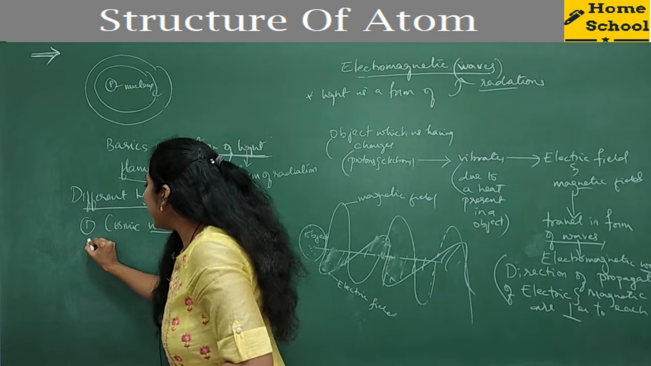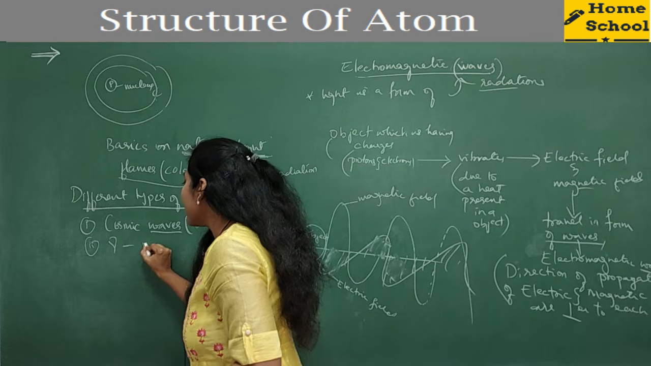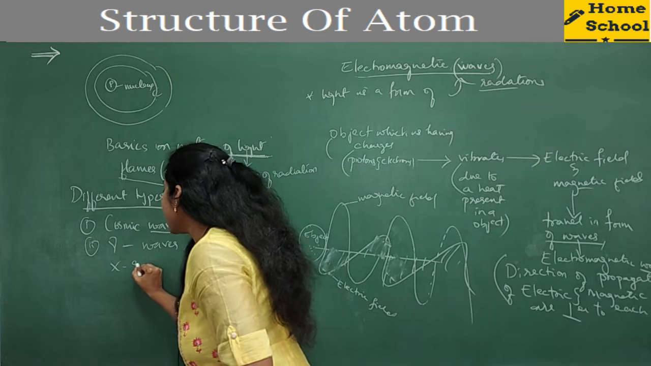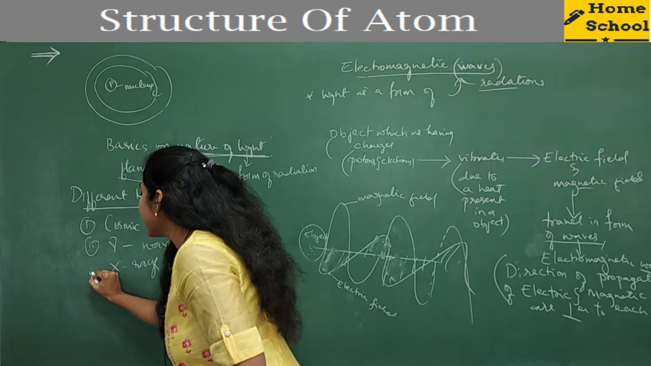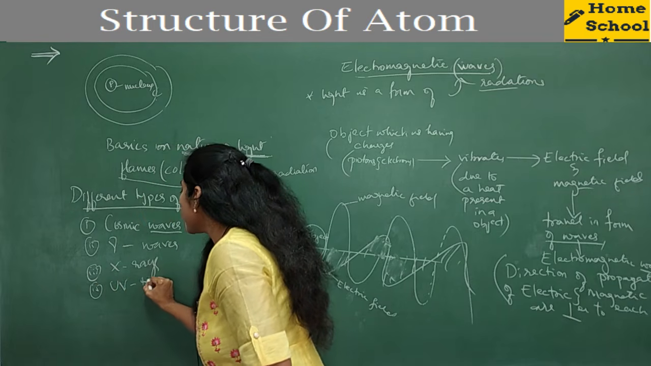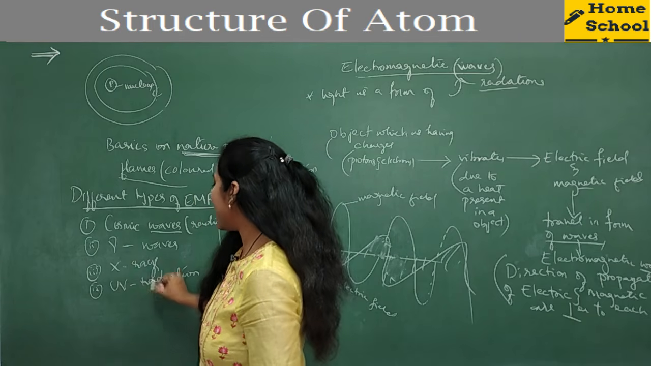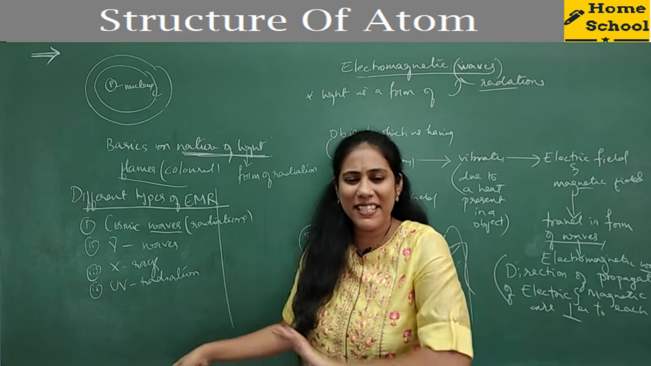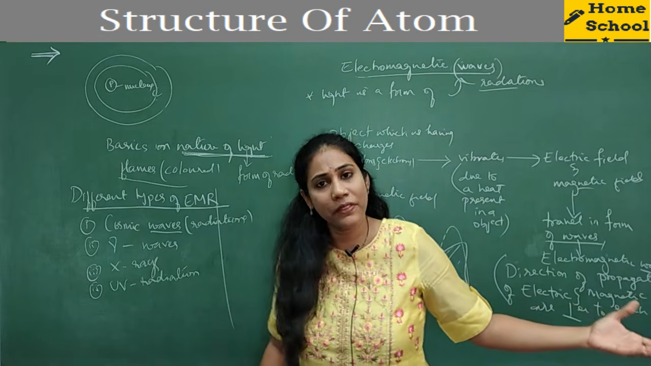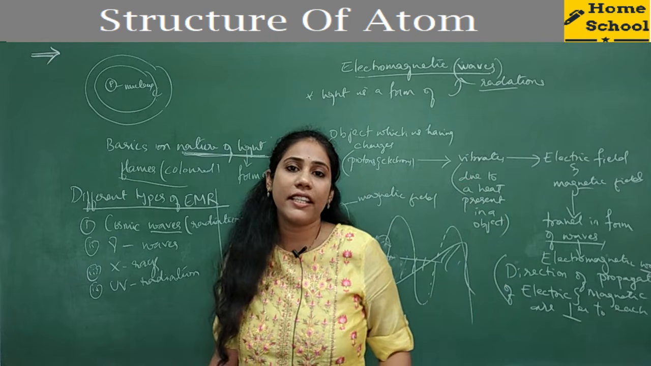Okay, and the second type of electromagnetic waves is gamma waves, or gamma radiations, and X-rays is the third type, and the fourth type is UV radiations. Say I have written some as waves, some as rays, some as radiations. All are the same, guys. All are electromagnetic radiations or waves only, right? So who will produce UV radiation? The sun only will produce UV radiations.